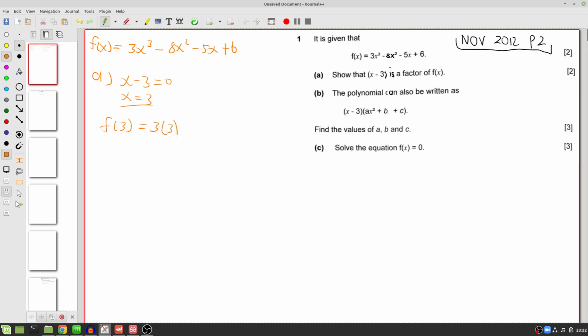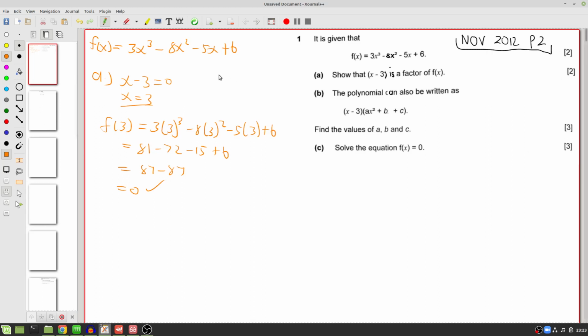So 3 times 3 cubed minus 8 times 3 squared minus 5 times 3 plus 6. This gives us 27 times 3 is 81. 9 times negative 8 is negative 72. Negative 5 times 3 is negative 15. And then we add the 6. So let's do 81 plus 6, that gives us 87. Negative 72 minus 15 is negative 87. And we get 0 as an answer. So that is proven. Very nice, very easy.